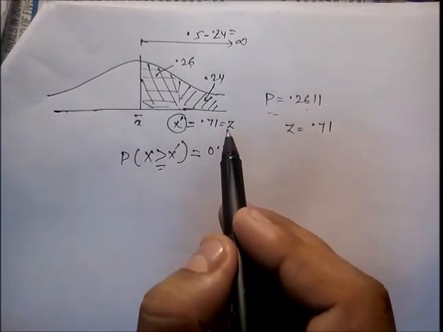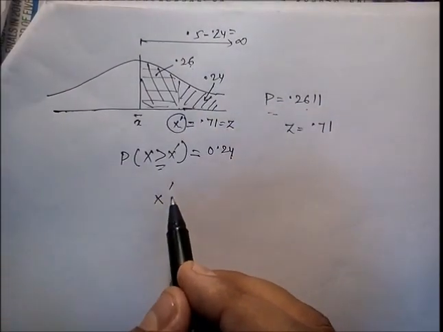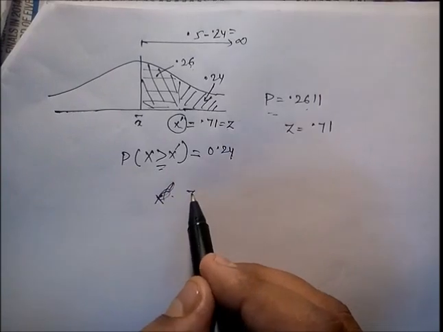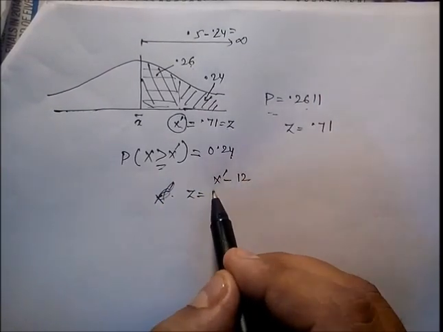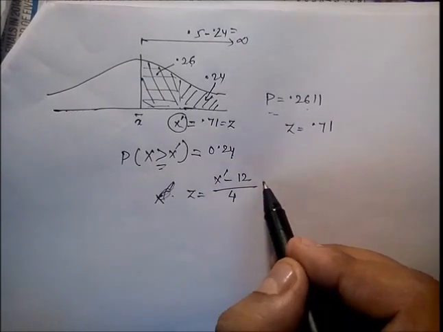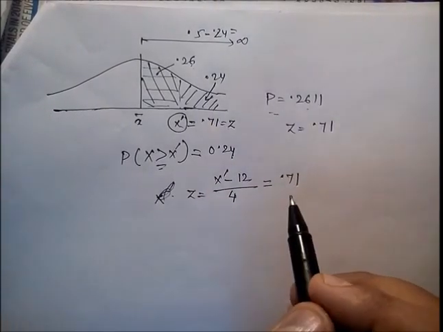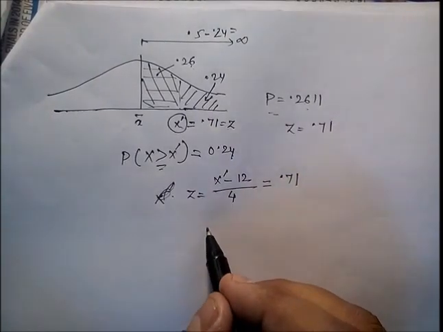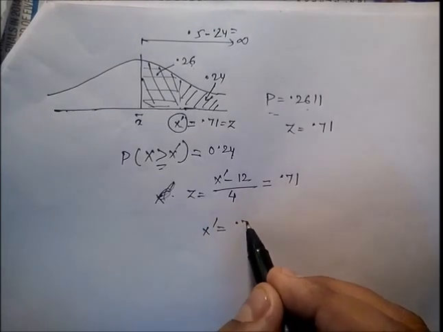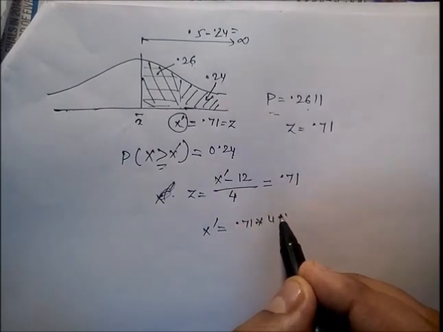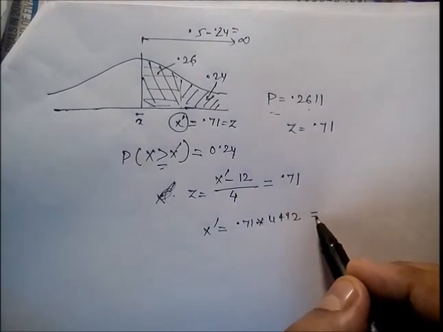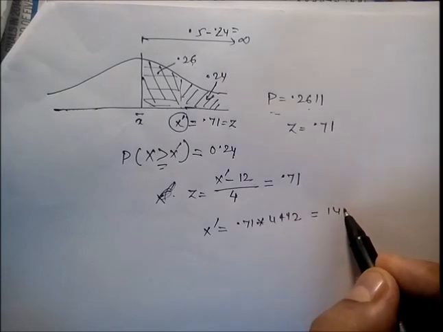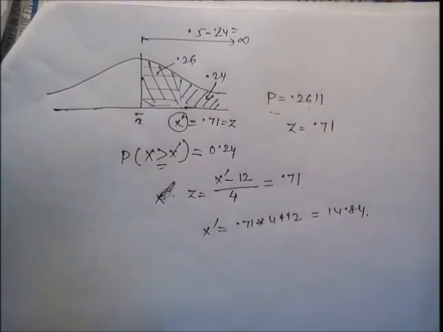So x dash is nothing but 0.71 in z. How do we convert this x dash to z? z is equal to x dash minus mean, where the mean is 12, divided by the standard deviation, 4, equals 0.71. So x dash is equal to 0.71 into 4 plus 12. The answer is 14.84.